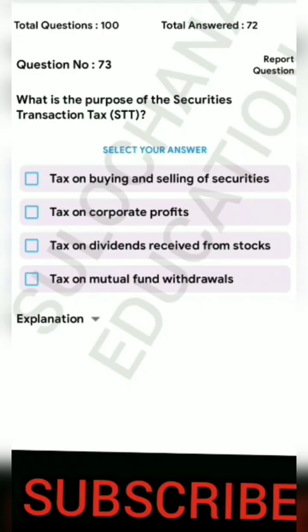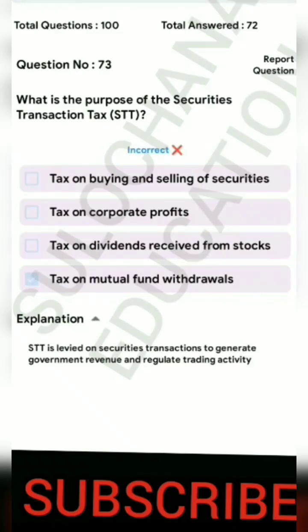What is the purpose of the Securities Transaction Tax (STT)? Options are A, tax on buying and selling of securities, B, tax on corporate profits, C, tax on dividends received from stocks, D, tax on mutual fund withdrawals. And the correct answer is option A, tax on buying and selling of securities.